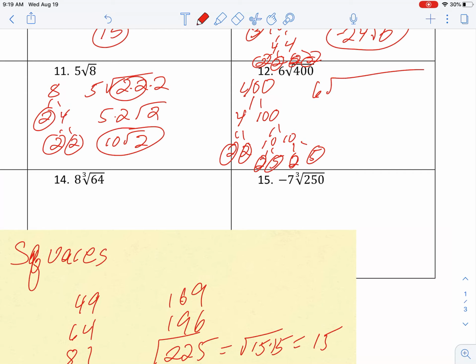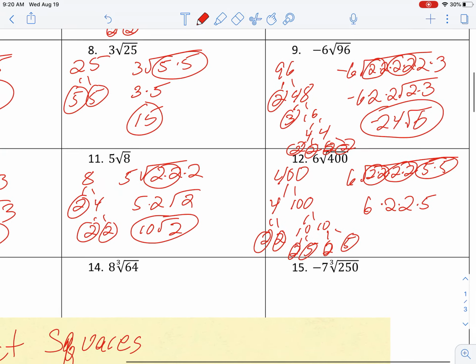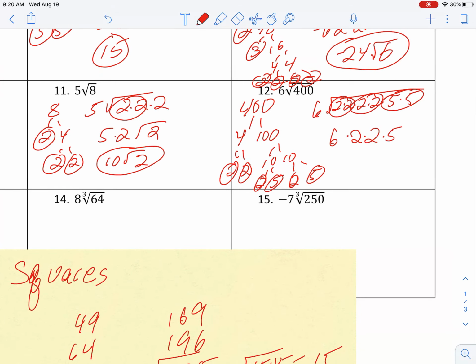We got a couple or several twos. How many twos? 4 of those. Pairs make perfect squares. For every pair, one number comes out. And we have nothing left over. So it's just like we did up on example 8 with the 3 root 25. We do not have a radical left over because 400 is perfect.